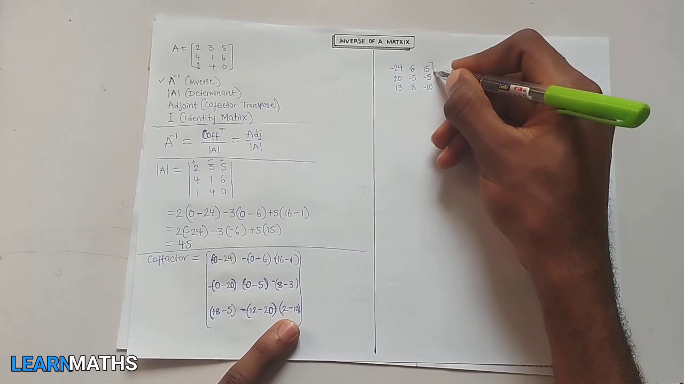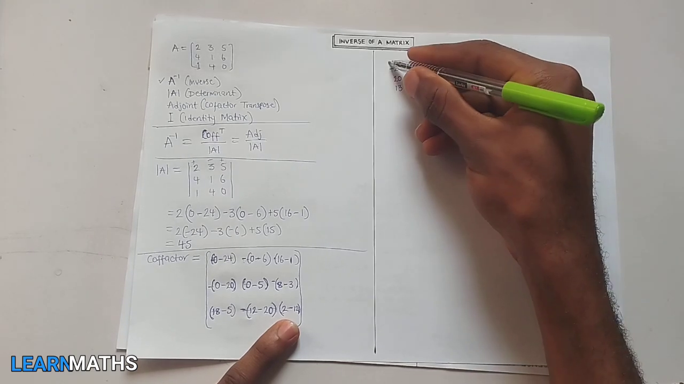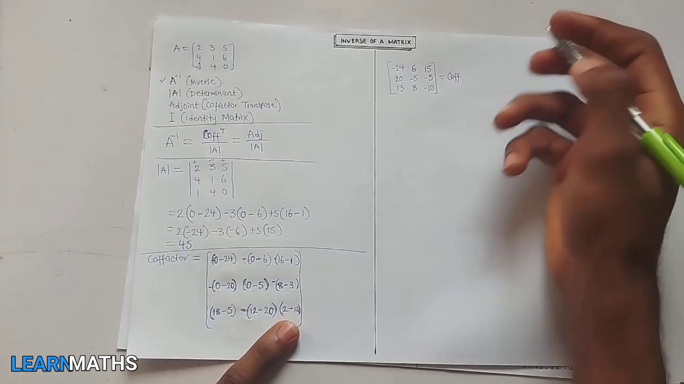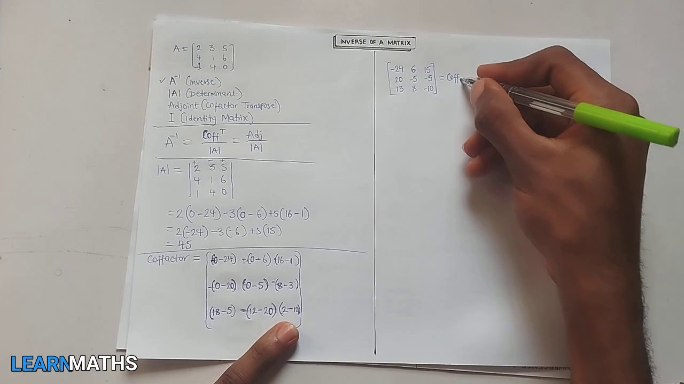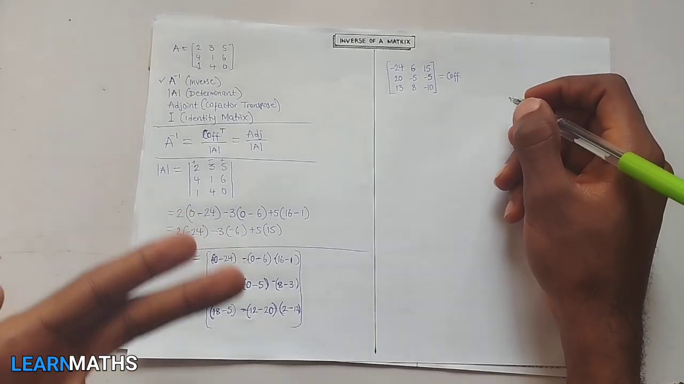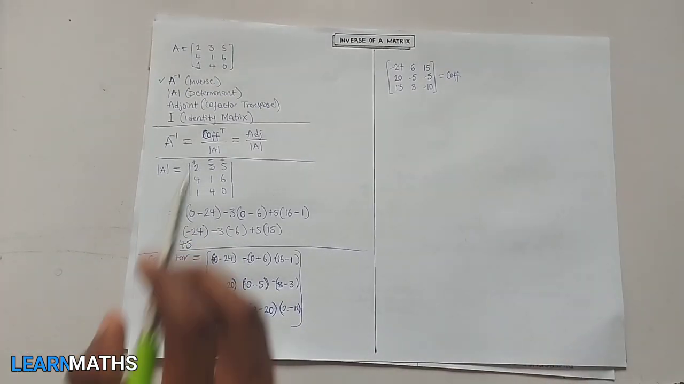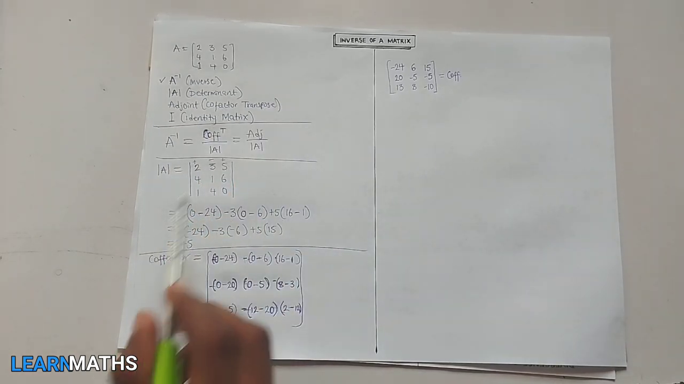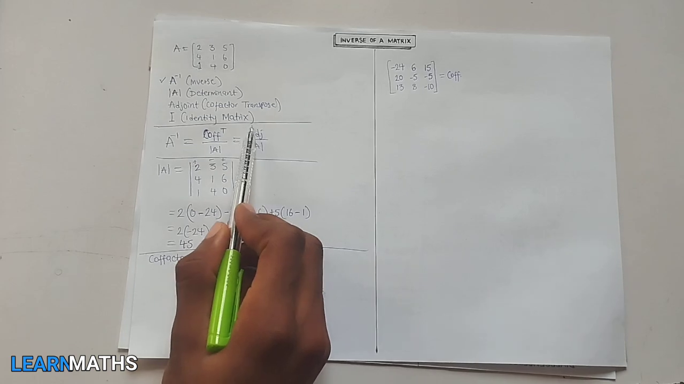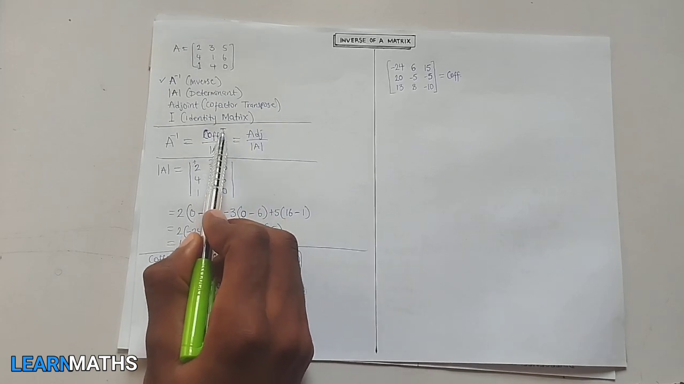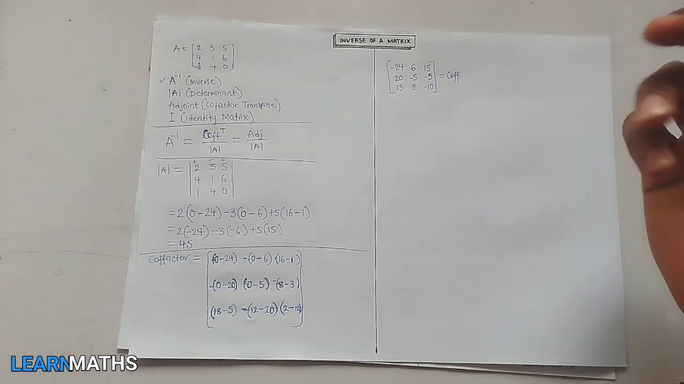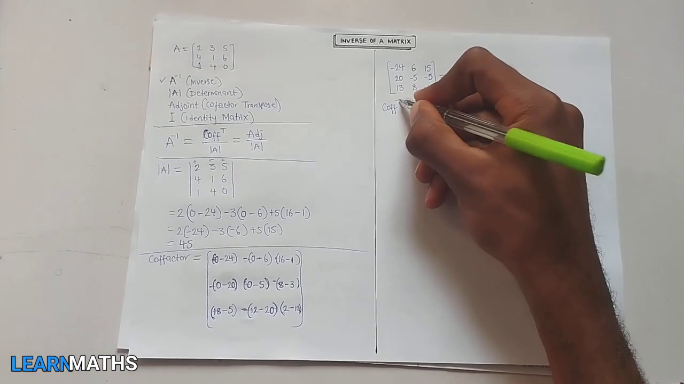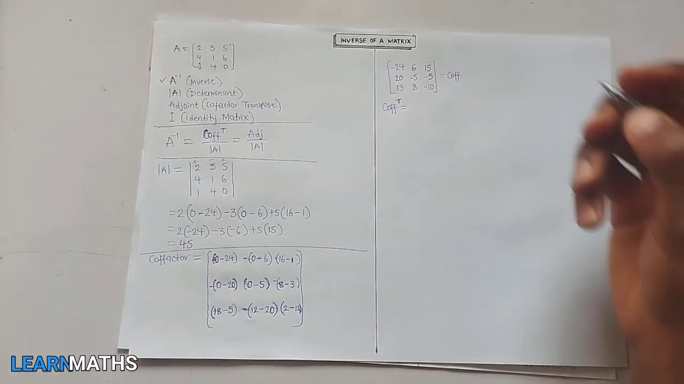So this is the cofactor matrix, right? This cofactor, I'm just going to call it cof. Now let's transpose it to get the adjoint. Remember, the adjoint is actually the cofactor transpose. Now let's see how we can transpose a matrix. This cofactor transpose. All right, now listen up.